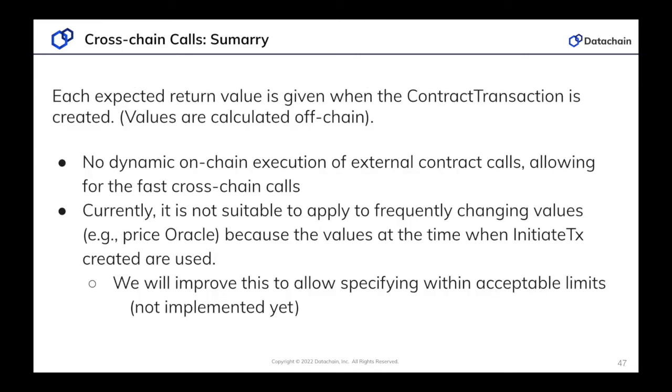As a summary, each expected return value is given when the contract transaction is created. Values are calculated off-chain. There is no dynamic on-chain execution of external contract calls, allowing for fast cross-chain calls. Currently, it is not suitable for frequently changing values, for example a price oracle, because the value at the time when the initiate text is created is used. We will improve this to allow specifying within acceptable limits, but it is not implemented yet.